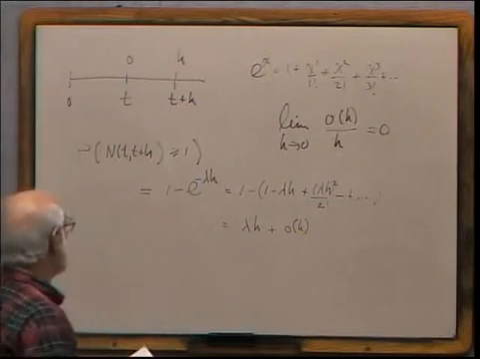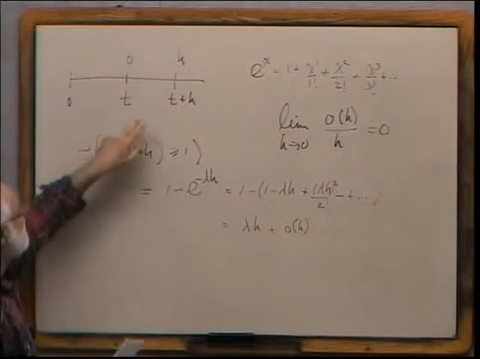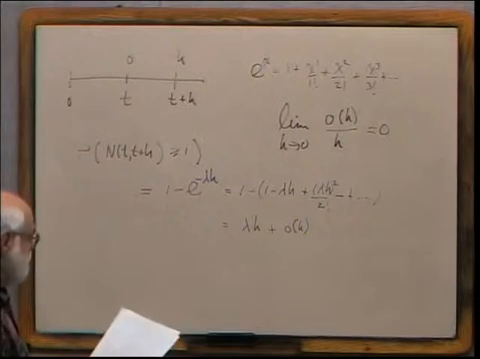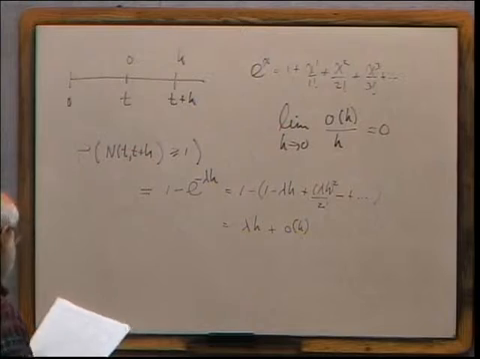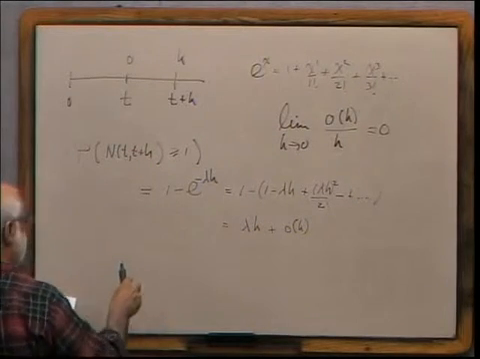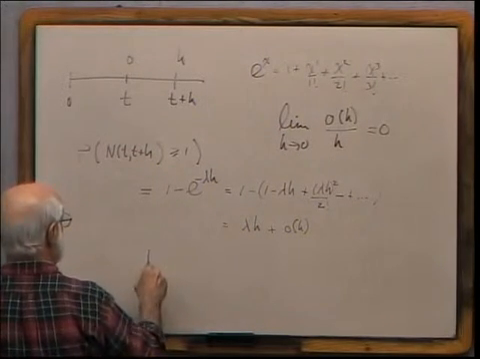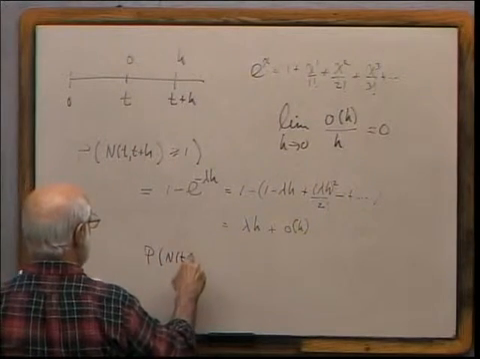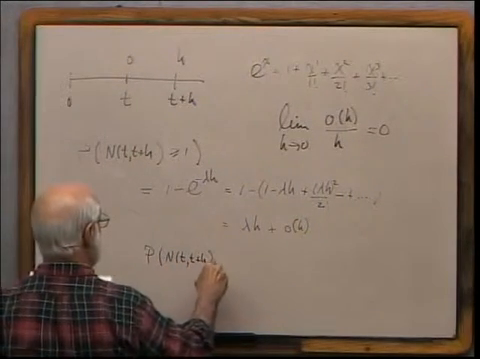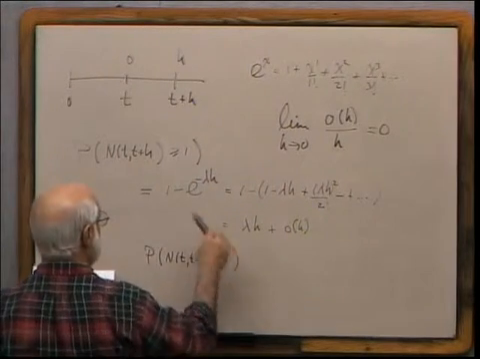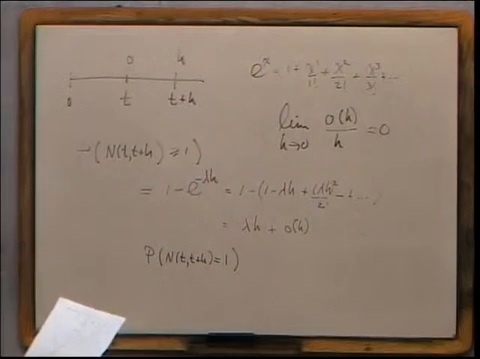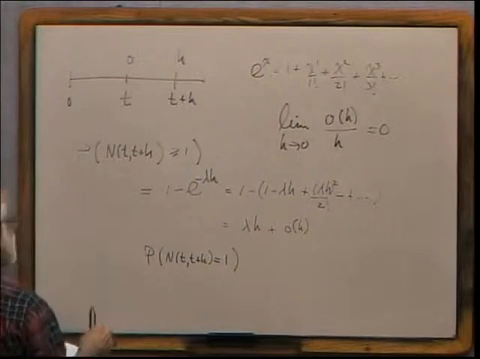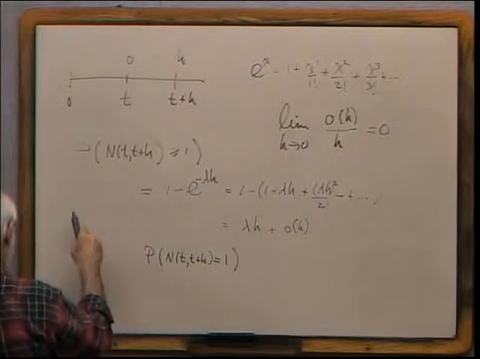Okay, that's the probability that I have at least one birth. Now, what's the probability that I have exactly one birth? I want to calculate the probability that the number of arrivals between t and t plus h is exactly 1. Here I calculated the probability it was greater than or equal to 1. And the way I'll do that is, well, let's see. First of all, let me draw a diagram here.